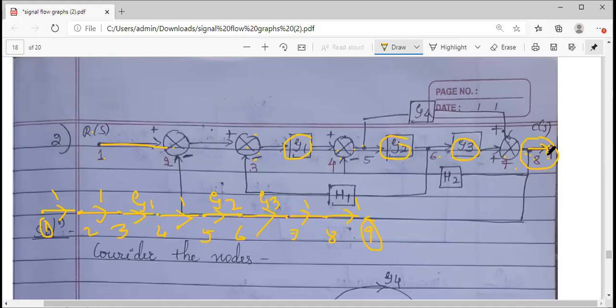Sometimes this mistake you may do, sometimes it affects, sometimes it may not affect your answer. So better, wherever there are input and output take-off points, be very careful. Node identification is very important. If you fail in the first step itself, the complete problem will be wrong. Now coming to the remaining forward paths and the feedback paths.